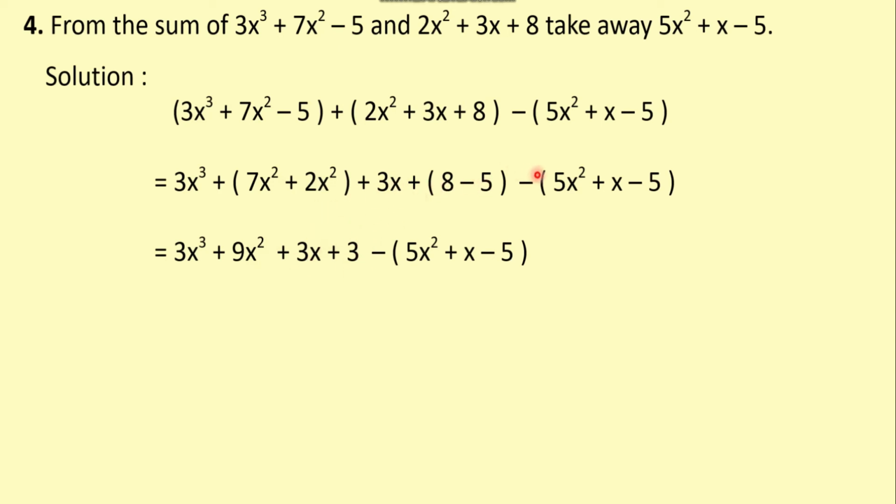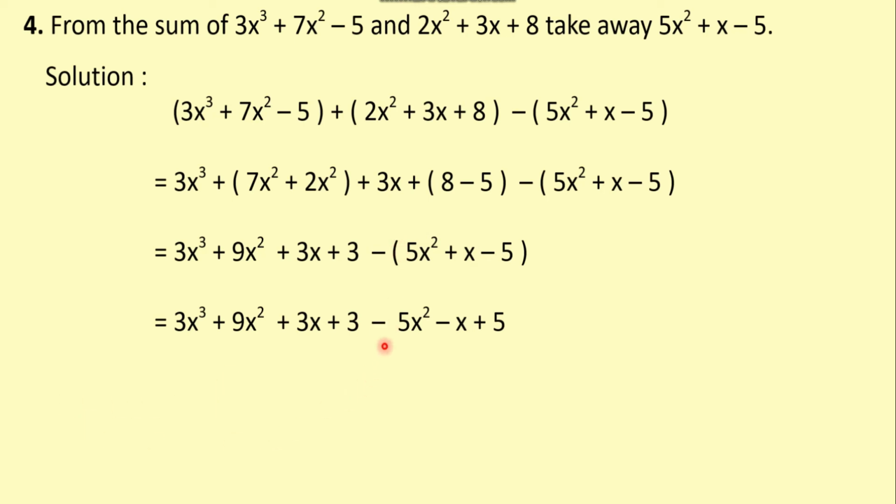Then, sasubtract na natin itong polynomial na to. First, again, pag nagsasubtract tayo, i-distribute muna natin itong negative sign. Okay? Negative times 5x squared is negative 5x squared. Negative times x is negative x. Negative times negative 5 is positive 5. Lagi yung tandaan yan, pag negative times negative is positive. Pag negative times positive, negative yan.